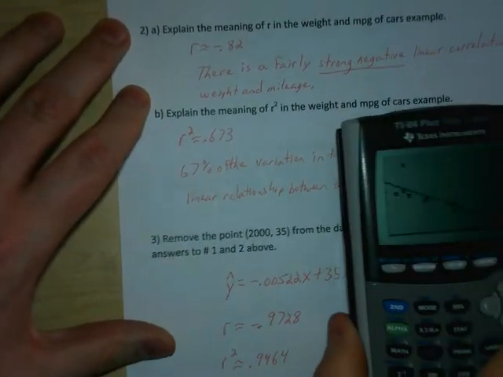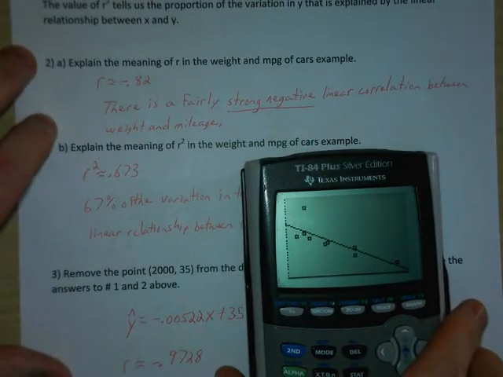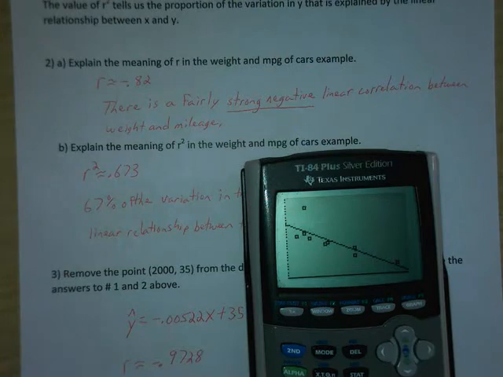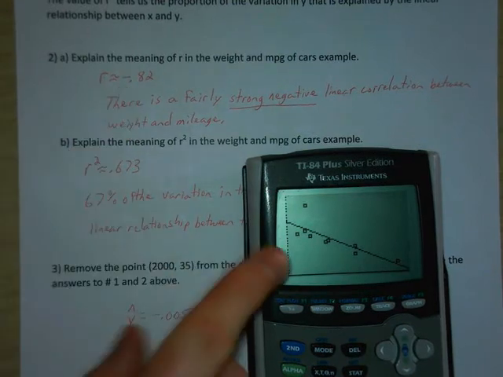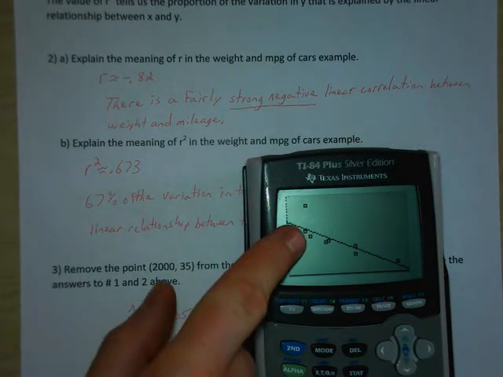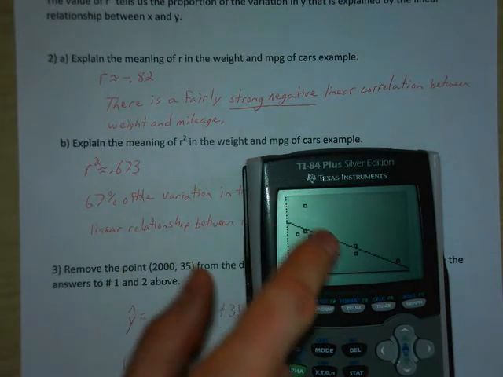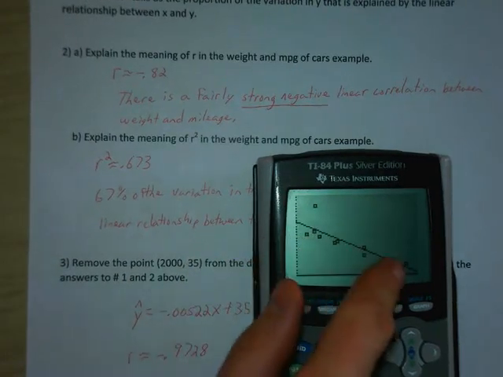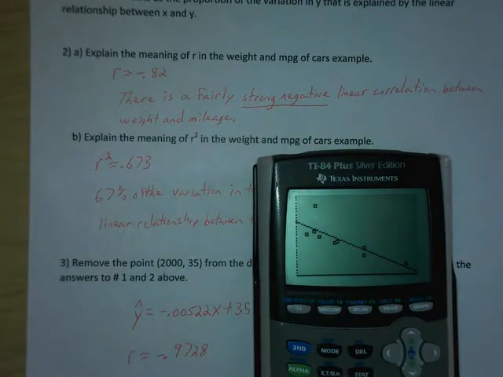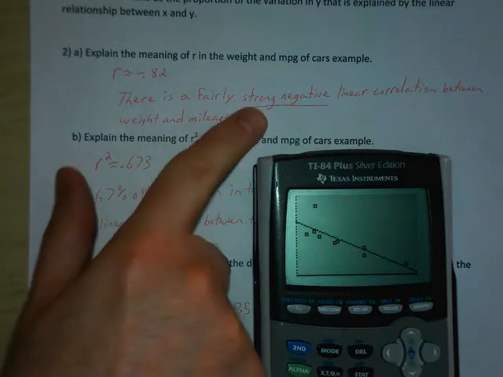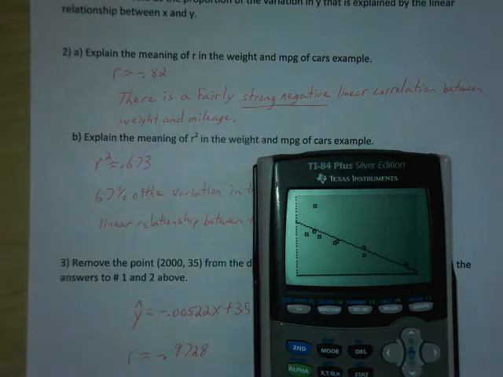Can we just go to question 2 right away? Explain the meaning of r in the weight and miles per gallon of cars example. Well, the r value was negative 0.82, and we can see here that those points have a fairly strong negative linear correlation. So there's a fairly strong negative linear correlation between weight and mileage. The key words there: strong negative linear correlation.